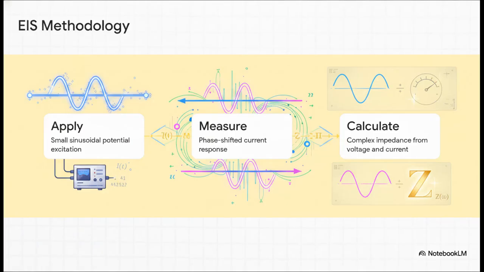The actual methodology for this delicate interrogation basically boils down to 3 steps. First, our instrument, which is called a potentiostat, applies that small sinusoidal potential excitation. Put simply, we give the system a gentle, wave-like voltage push. Second, we measure the resulting AC current response. Because the cell has complex internal structures, the current responds as a wave at the exact same frequency, but it's going to be slightly delayed. We call this a phase-shifted response. It's sort of like shouting into a canyon and waiting for the echo to return just a little bit out of sync. And finally, third, we calculate the system's overall complex impedance, using the ratio between that original voltage wave and the delayed current echo.